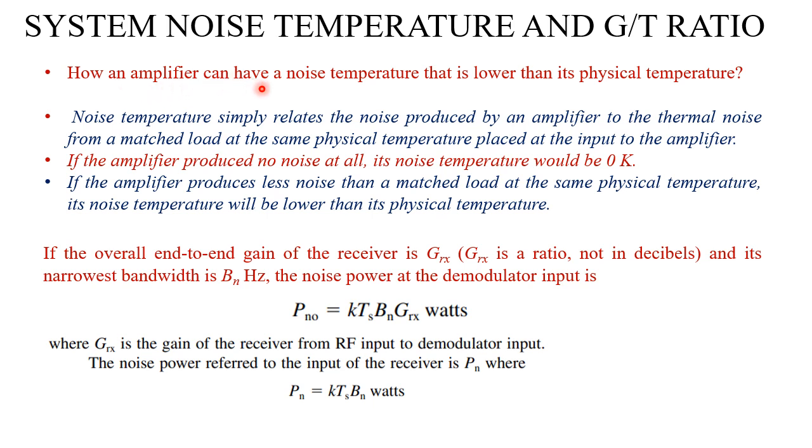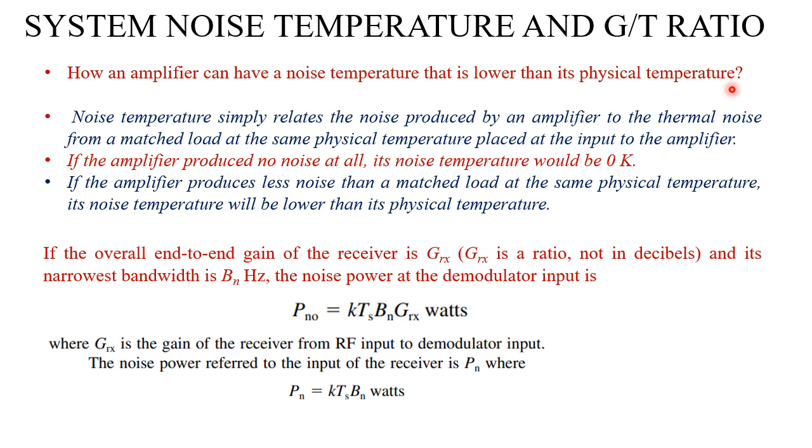How can an amplifier have a noise temperature that is lower than the physical temperature? See, the physical temperature of an antenna receiver is the room temperature, right? Or very close to room temperature. But as far as noise temperature is concerned, it may be of the order of 100 Kelvin or 30 Kelvin, right? But 30 Kelvin means it is an extremely cool temperature. So obviously it is not a physical temperature, right? So how does the noise temperature become so low compared to the physical temperature?